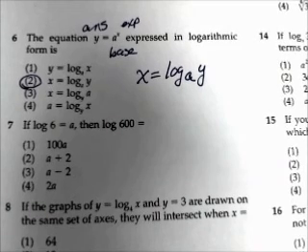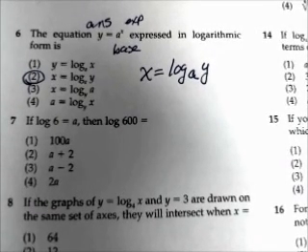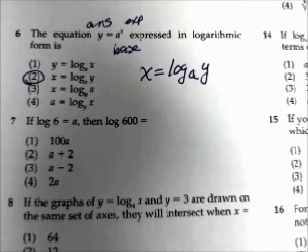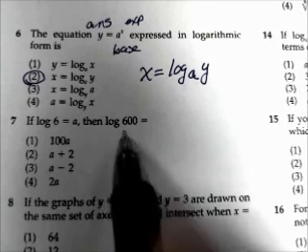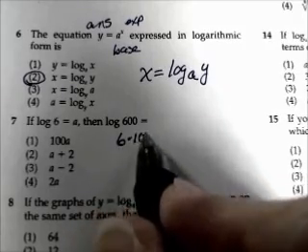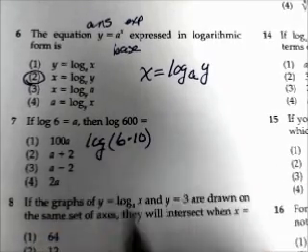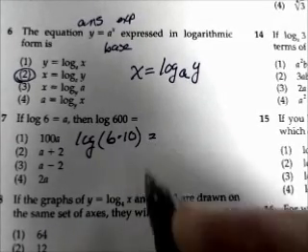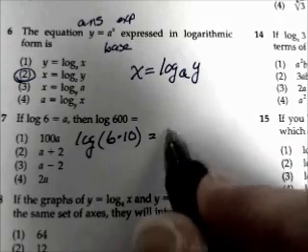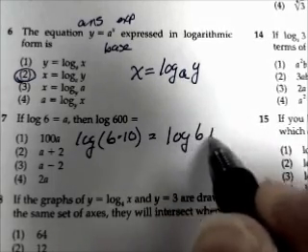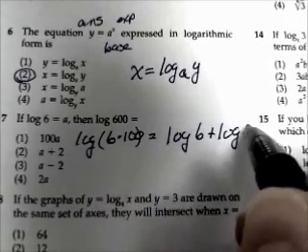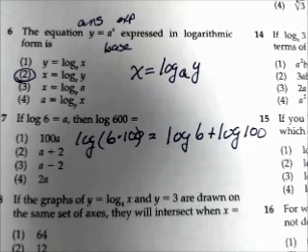Number 7, if log 6 equals a, then log 600 is equal to. Okay, so we want to express 600 as the product of 6 and then I guess powers of 10, right? 600 is equivalent to 6 times 100. All right, so we'll expand this to log of 6 times 100. The log of the product is equal to log 6 plus log 100.